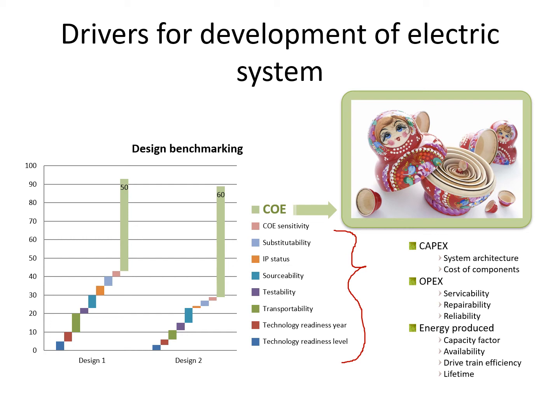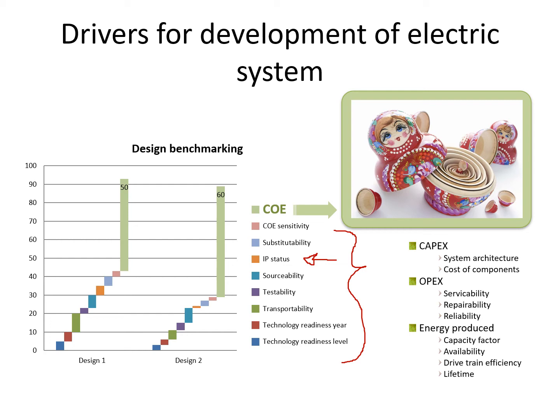So for example, IP status, intellectual property status. If some special design of the drivetrain is patented by someone, which happens sometimes, then we simply cannot use this design without buying a license from the patent owner. So even though our cost of energy is lower than in the competitive design, if we are not allowed to use it, it doesn't matter. So we have a showstopper here.